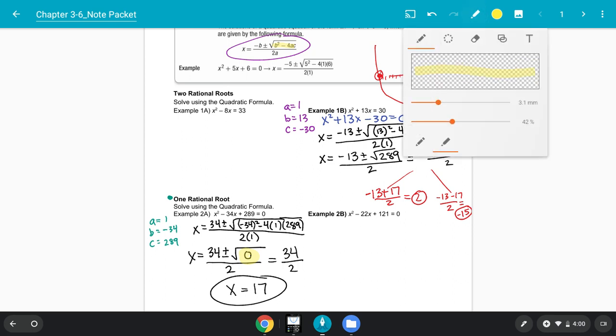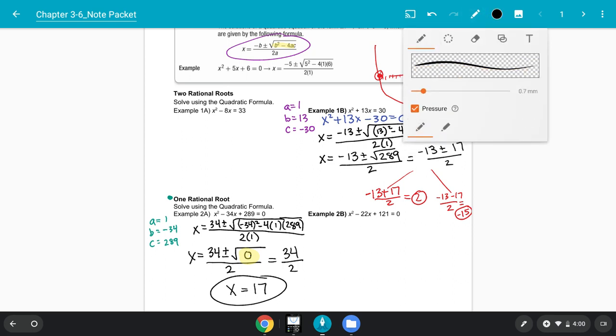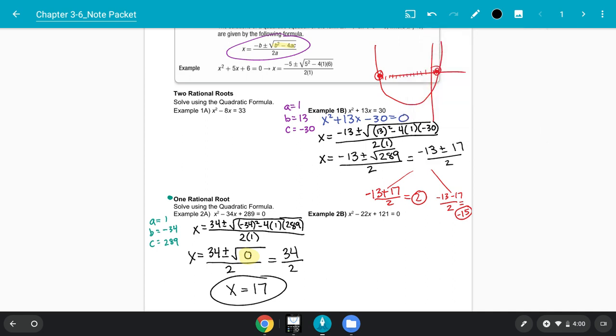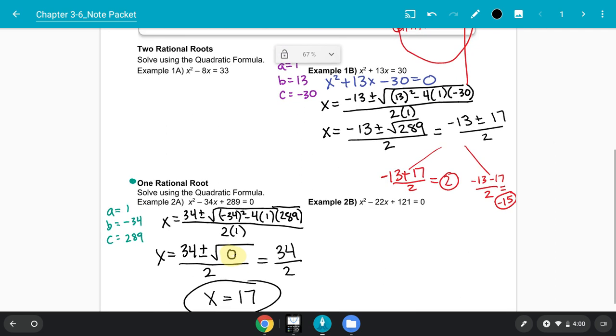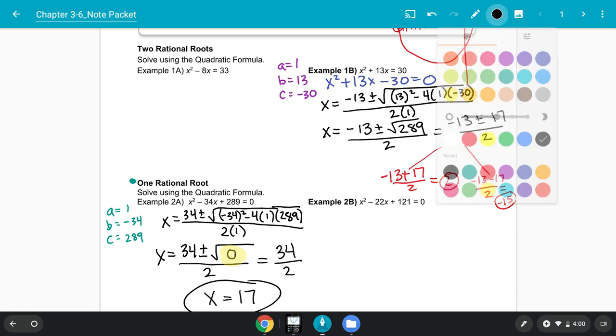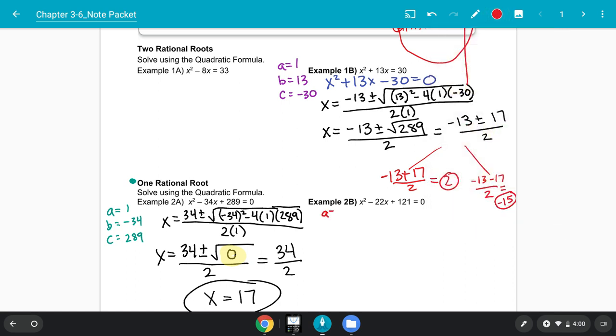Okay? So the next one's an example that's very similar. If you guys want to pause the video, you can go ahead and try to find the solution here. So in this case, what we would do, we'd start it off the same. A equals, B equals, C equals. A is 1, B is negative 22, and C is 121. And then we fill in our quadratic formula.